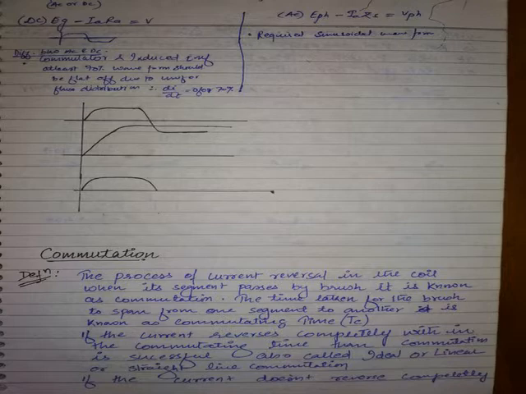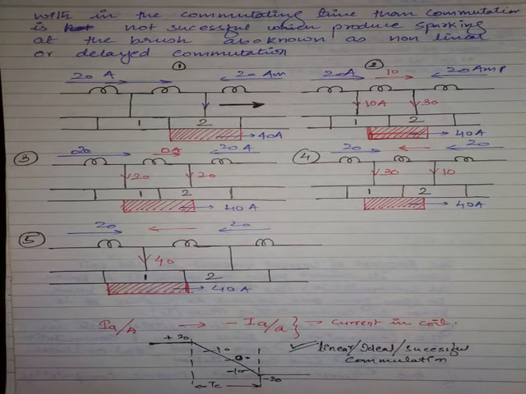Now let us take the next instant where the brush is losing 25% contact in segment 2 and consequently gaining the same 25% contact in segment 1. Therefore, out of 40 amperes, the contact area is 75% here, 25% here. So out of 40 amperes, 75%, how much? 30. And through this, 10. Through this contact it will flow 10, and through this it will flow 30. Now, inside the coils, previously 20 was coming, but now 10.